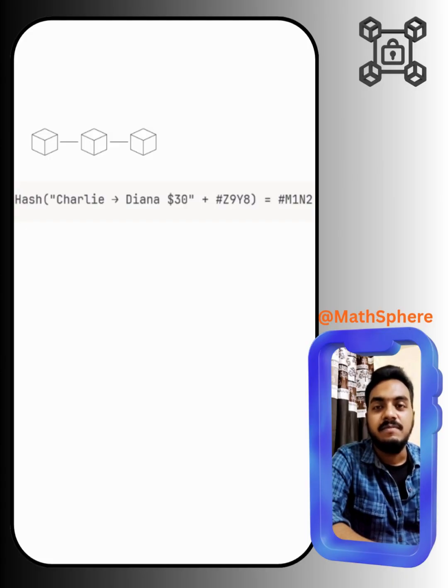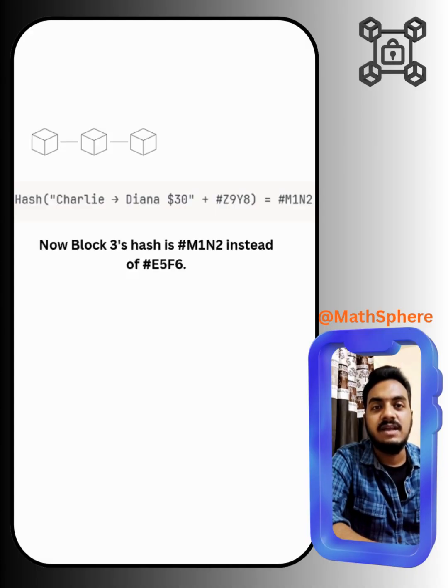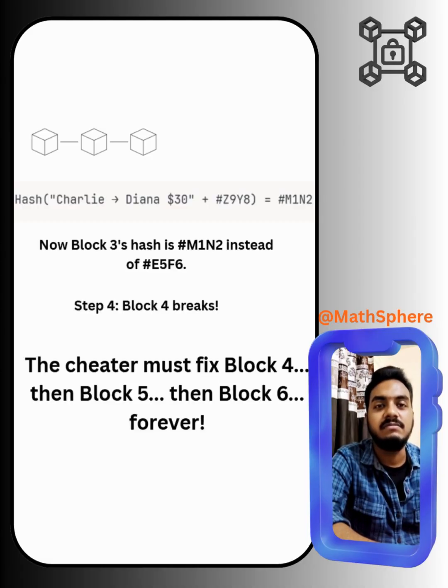Block 3 will have a new fingerprint now, correct? So it gets a new hash value, which is a fingerprint only. And you can see that it has been changed to M1, N2 instead of E5, F6. Again, we will see that block 4 will break. So the cheater will have to fix now block 4, then block 5, then block 6 forever.